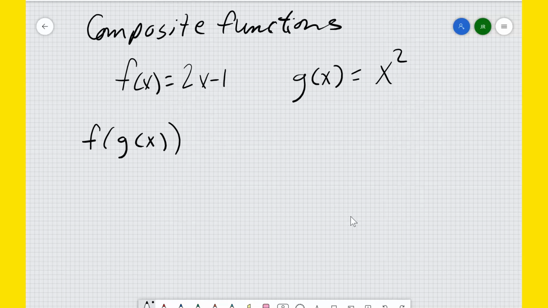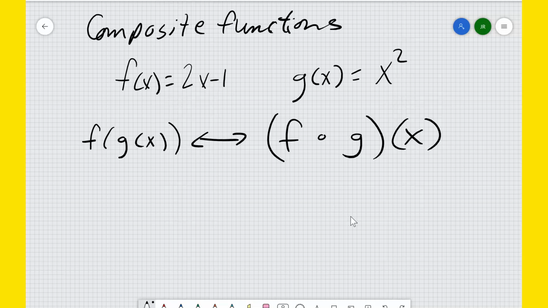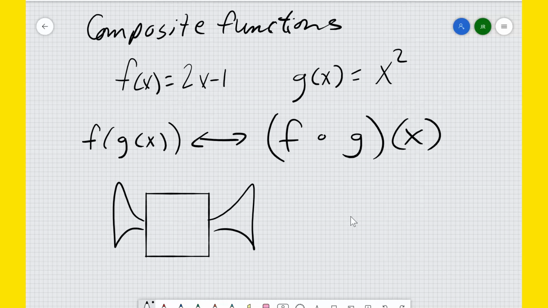This is not an example, this is more explanation. If we have f of g of x, another way of saying that is f, then a little o, and then g. So it's like f circle g, but that just means f of g of x. What that means is that you work your way from the inside out. So x first goes into the g function, and then it comes out as g of x, whatever that might be.